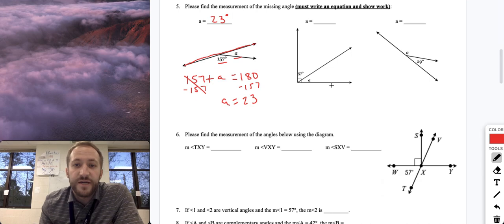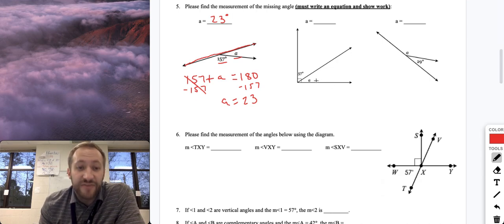Let's look at this one over here. 57 and A, those are the two angle measurements we have. So this is the little right angle box that we mentioned earlier. When that is there, I know that's a right angle, and I know that's 90 degrees. So these are complementary angles. This angle plus this angle have to add up to give us 90.